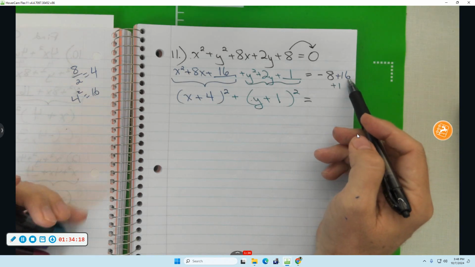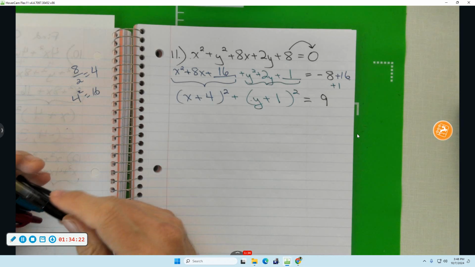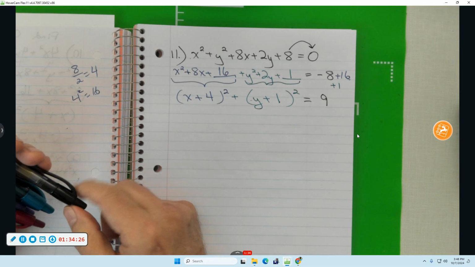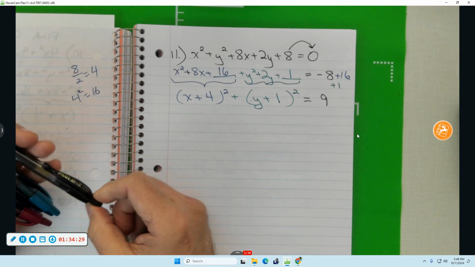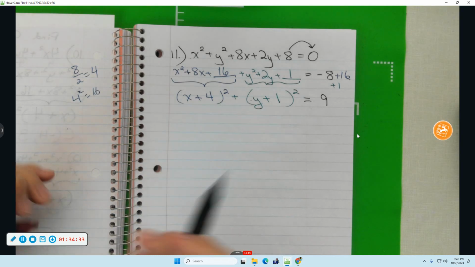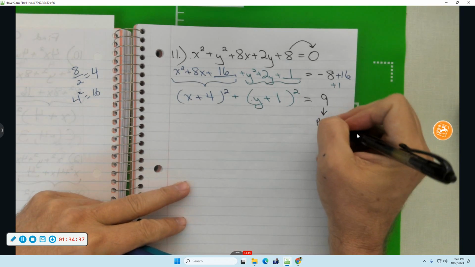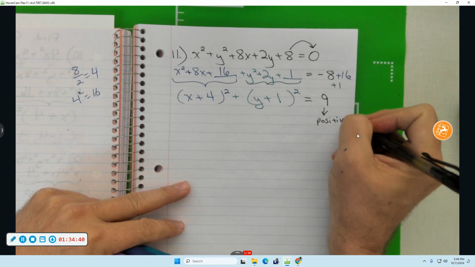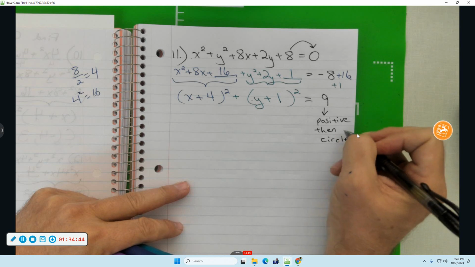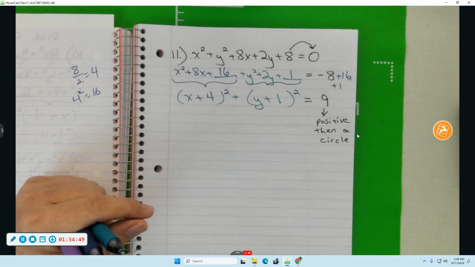Negative 8 plus 16 is 8, plus 1. I agree with 9. Is this going to be a no graph situation? No. Is it going to just be a point? No. It's a circle. That number is positive. If that number on the right is positive, then you have a circle.